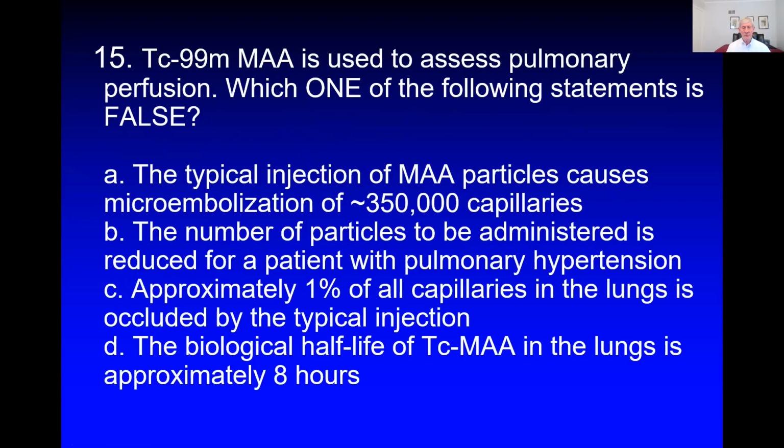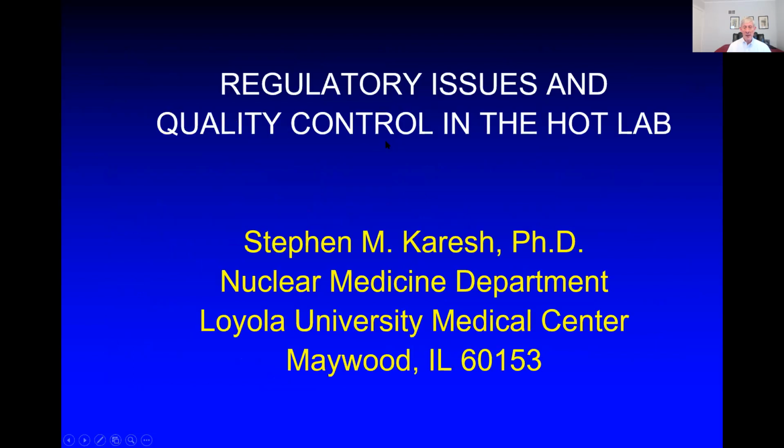For MAA, which one of the following statements is false? Let's go down the list. Typical injection in adults is 350,000. That's true. The number of particles is reduced in pulmonary hypertension. That's true. 1% of all capillaries is occluded. That's false. It's 0.1%, 1/10 of this. Biological half-life of MAA in the lungs, about 8 hours. That is true. And we are done. So that only took about 5 minutes.